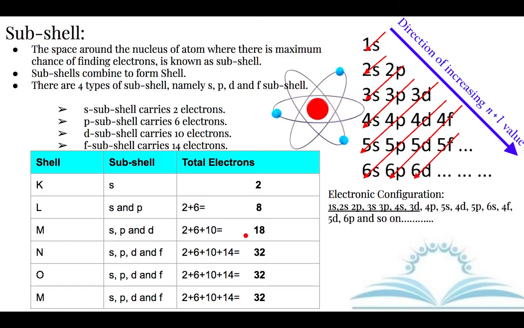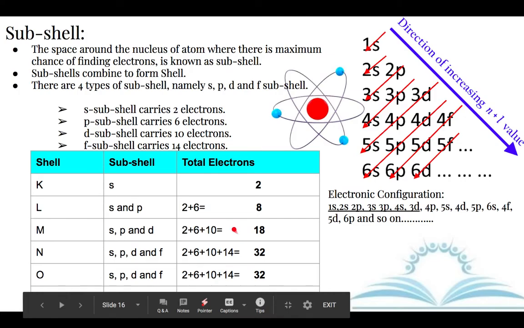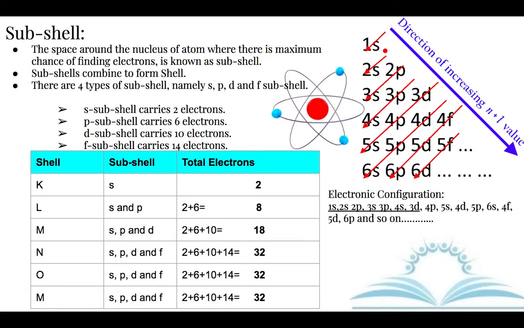And the fourth orbit onwards, they all can carry 32 electrons because they are made up of s, p, d, and f orbitals. So here, if you want to get the electronic configuration, then as I told you, the first digit represents the number of orbits. So 1 means first orbit. So the first orbit is made up of s orbital, so we have written s orbital.